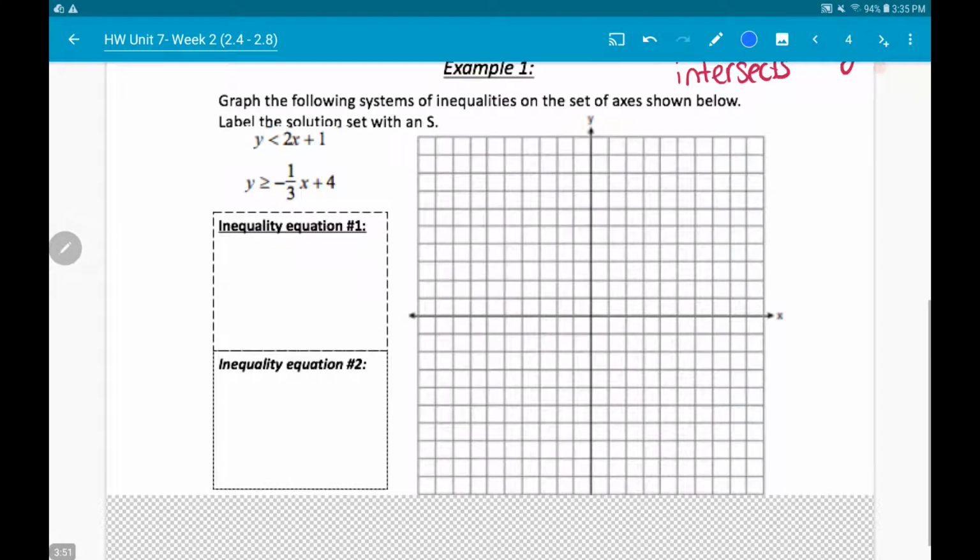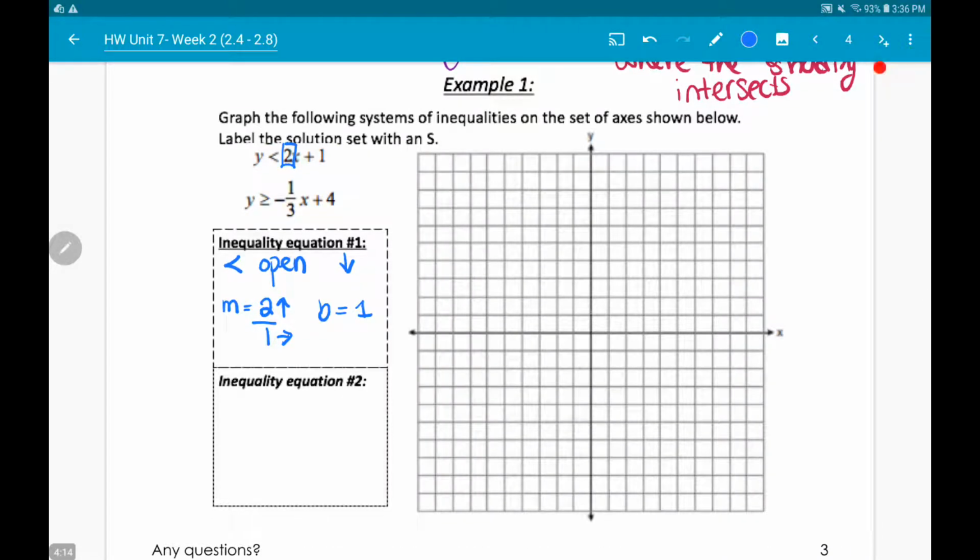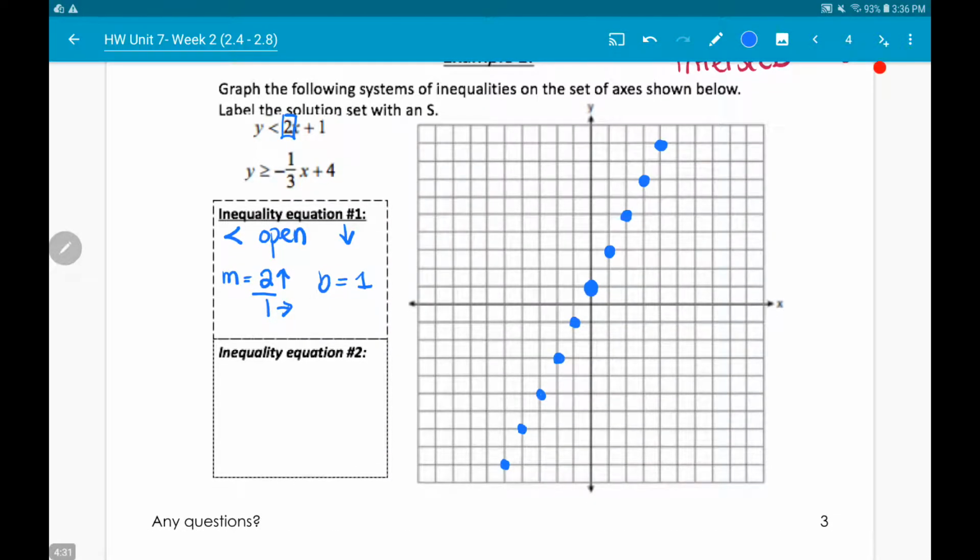All right, so inequality 1 has a less than symbol. So that means my line is going to be open, and I'm going to shade it down. It also has a slope of 2/1, so up 2/1, and a y-intercept of +1. So I'm going to go ahead and graph that. So start with my y-intercept at 1, and then I'm going to rise up 2/1, up 2/1, and I'm going to keep that pattern going until I reach the edge of my graph. Now, it's really important that we make sure to reach all the way to the end, especially when we're graphing inequalities.